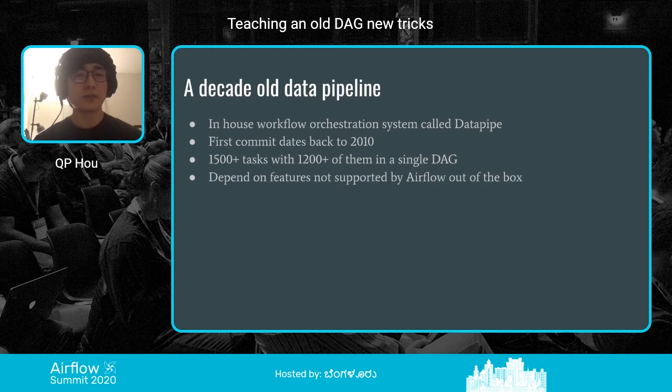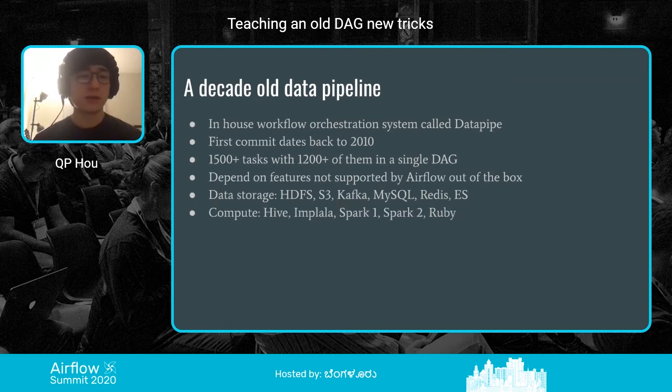And the pipeline itself depends on some of the features that are only available in DataPipe, but are not supported by Airflow out of the box. For the data storage, all of this is running on physical servers. We're using HDFS, a little bit of S3. We're using Kafka, MySQL, Redis, Elasticsearch. All of those are managed by ourselves. For compute, we're using Hive, Impala, Spark 1, Spark 2, and Ruby. So these are the technologies we use for writing the data pipeline ETL jobs.